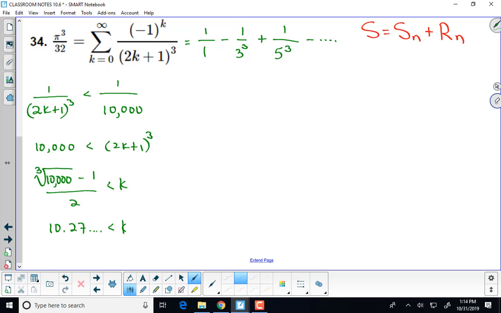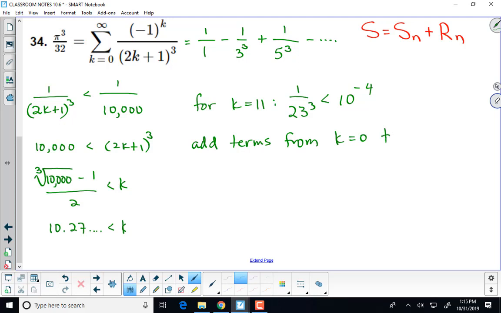So when k is 11, let's write it down. For k equals 11, we're going to ignore the minus sign. We're just looking at the magnitude of the term. So we'll have 23 to the 3 in the denominator. So that is going to be less than 10 to the negative 4. So that tells us that we are going to add up everything in front of it. So we're going to add terms from k equals 0 to k equals 10.